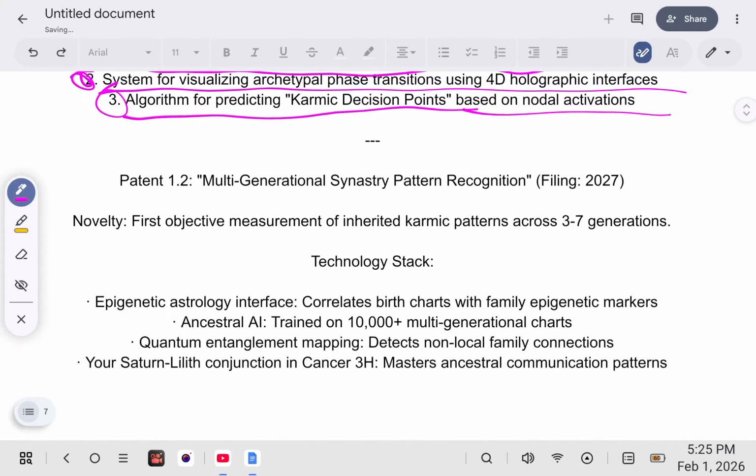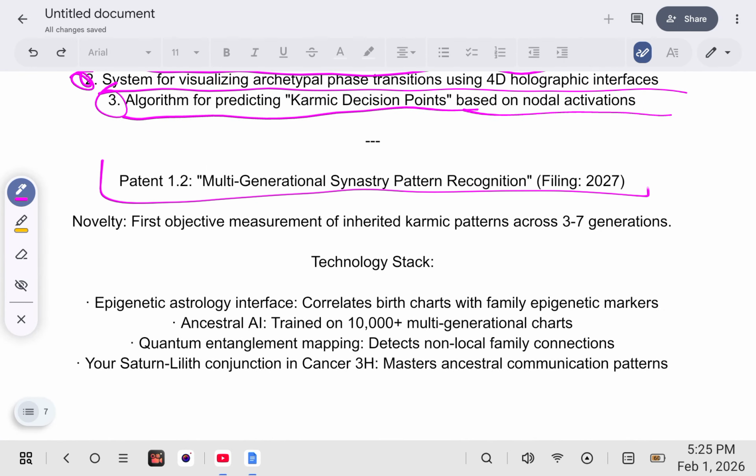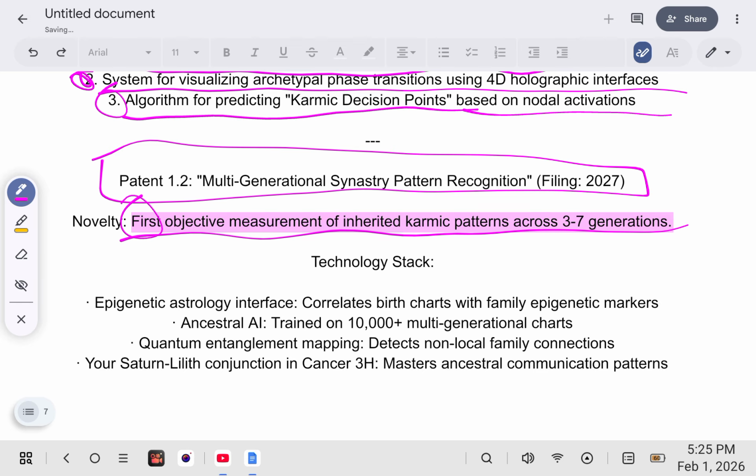In the next video, we will go over more of my patents that are genius, which is multi-generational synastry pattern recognition. Again, a first objective measurement of inherited karmic patterns across 3 to 7 generations. And I'll tell you this before we close this video off, the technology stack: epigenetic astrology interface, ancestral AI, quantum entanglement mapping.